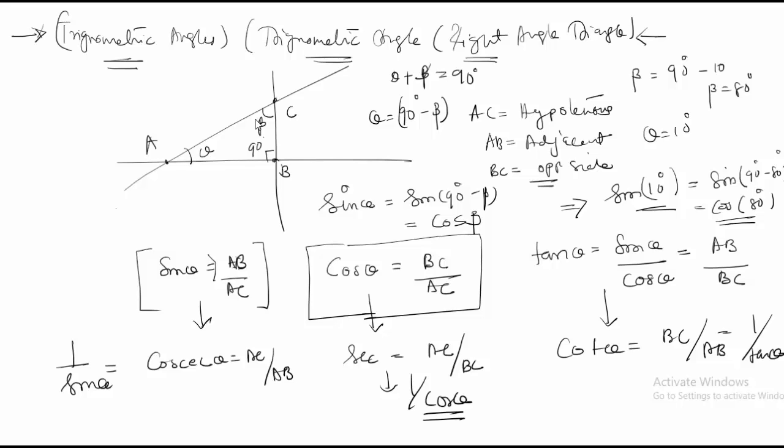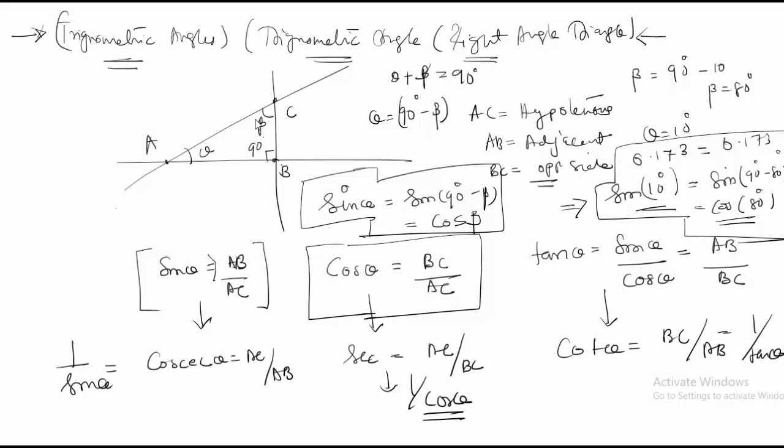If I calculate it mathematically, my sine of 10 will be close to 0.173, and my cos of 80 will again be 0.173. So it is proved that it is possible to do it this way. Again, it is possible to convert it from alpha to beta in a similar way.